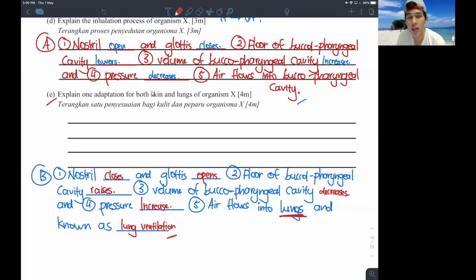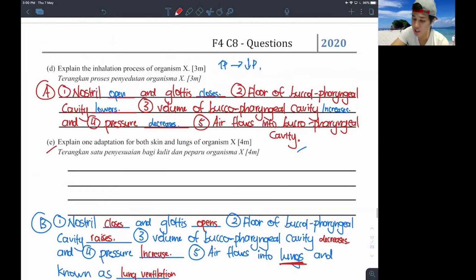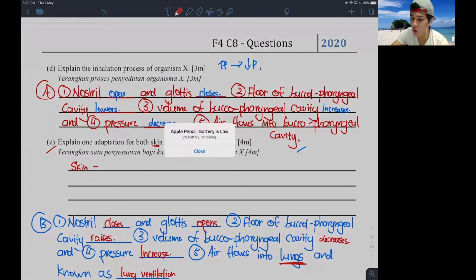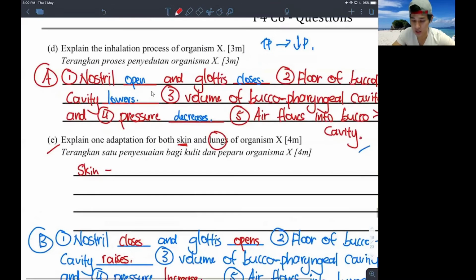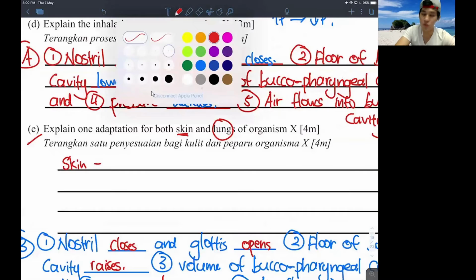Okay, the last one. One adaptation for both skin and lungs of the frog. Okay, lungs just now, since you already explained it, the folded walls. Let's just explain the skin. One adaptation, and skin is the easiest one. So skin has what adaptation for gases exchange? How is skin adapted for gases exchange? There are many things we can say about it.